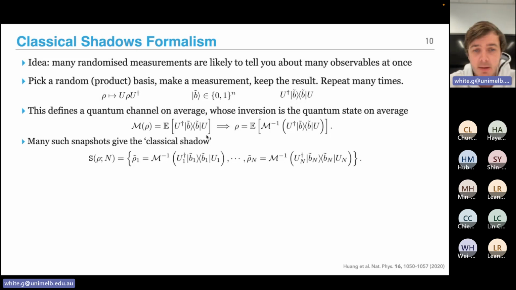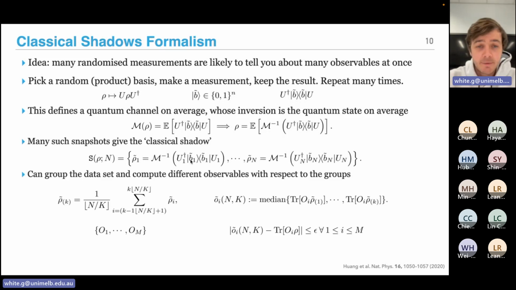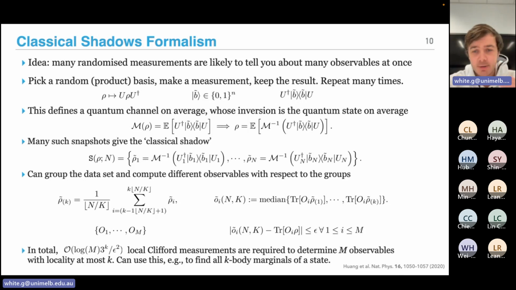So you can imagine that you pick lots of different bases in which to measure, and you get lots of different outcomes, lots of different bit strings. We can take this data set, collect it into different sets of these states, and average them together. The average is like a representation of the quantum state. Now, the statement on classical shadows is as follows.